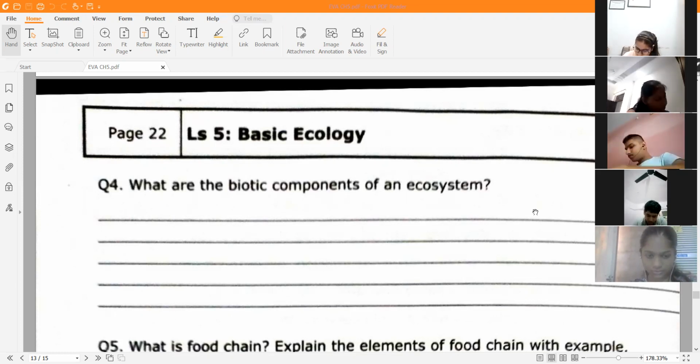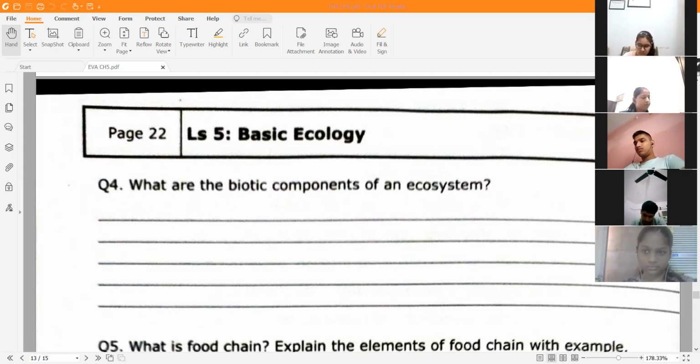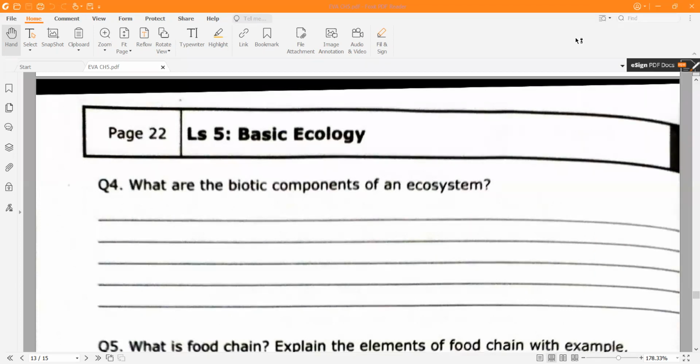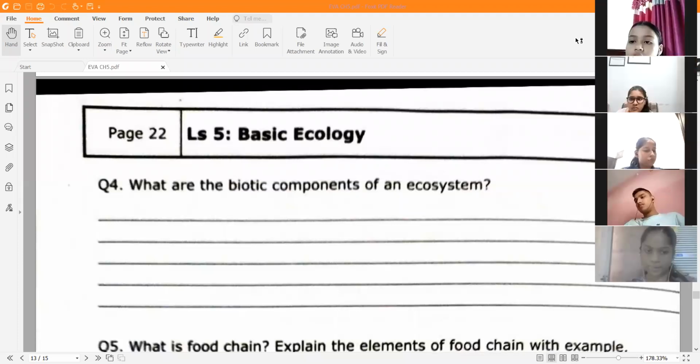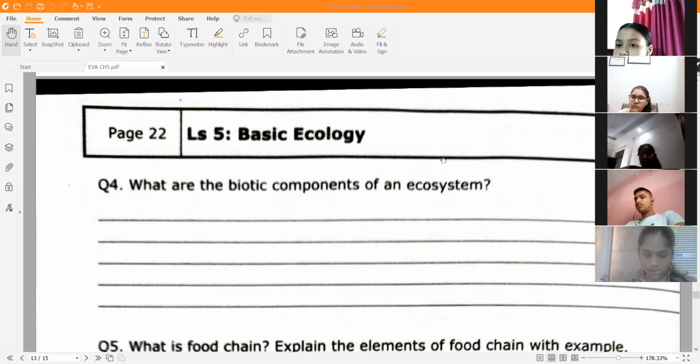And biotic components include the living element of the ecosystem. All right. Ma'am, and abiotic also. No. Talk about the biotic only in detail, na? Each biotic component community comprises producers, consumers, and decomposers. Producers are the green plants which synthesize food for all the living organisms directly or indirectly.